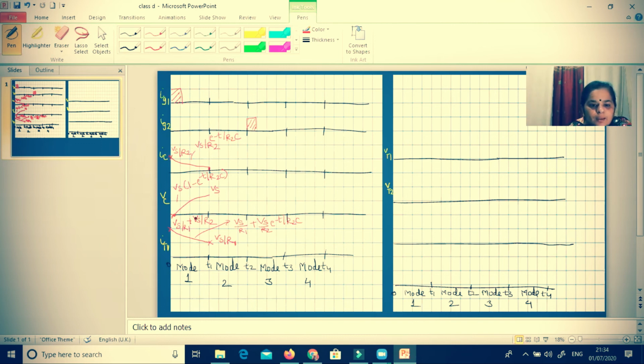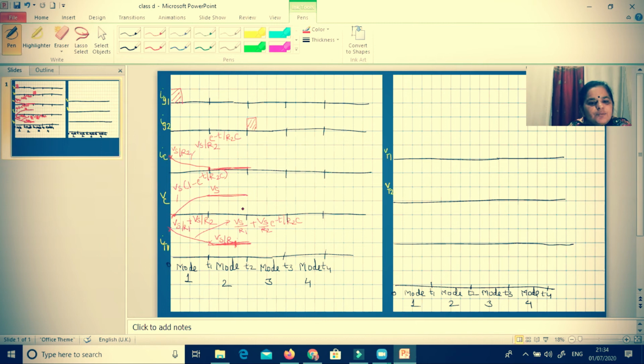Now, in mode 2, what is IC? IC is 0. What is VC? It will sustain its value at Vs. And what is IT1? It will sustain its value at Vs by R1. Now, let us talk about mode 3.